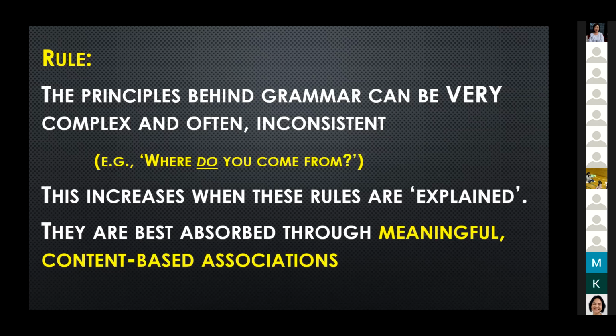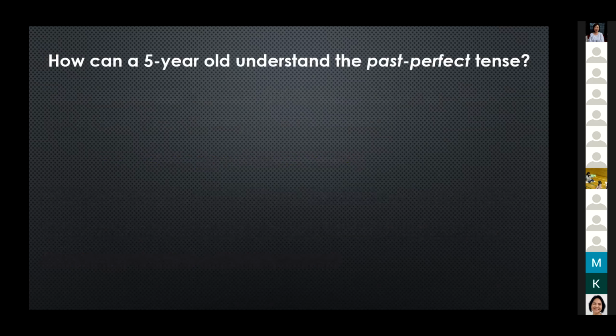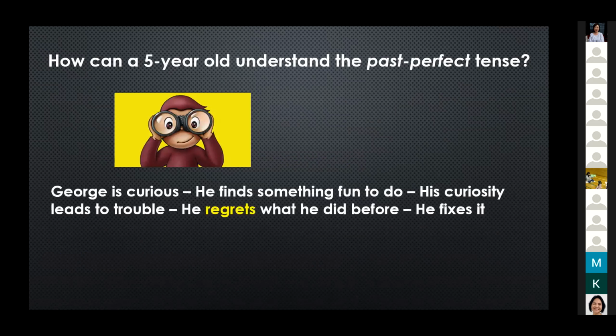Let me give you an example of this. This is a case of a 5-year-old. This is a true story. A 5-year-old who can understand the past perfect, the notoriously difficult past perfect tense. How can this happen? Well, the answer is Curious George. If you read an English Curious George story many times to a small child, you'll notice that there's a certain pattern to the story that anybody can quickly pick up.